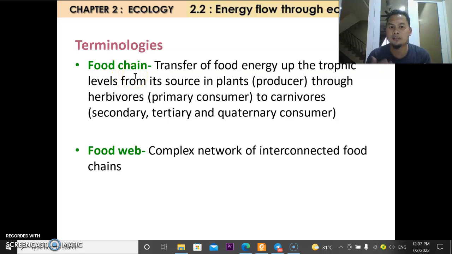Food chain is about the transfer of food energy up through the trophic levels. So from one trophic level to the next trophic level, when we discuss the transfer of energy, we are discussing the food chain. And then the interconnected food chain. The interconnected food chain involves different trophic levels of organisms. We discuss the food web. The differences between the food web and the food chain we already discussed on the question given.